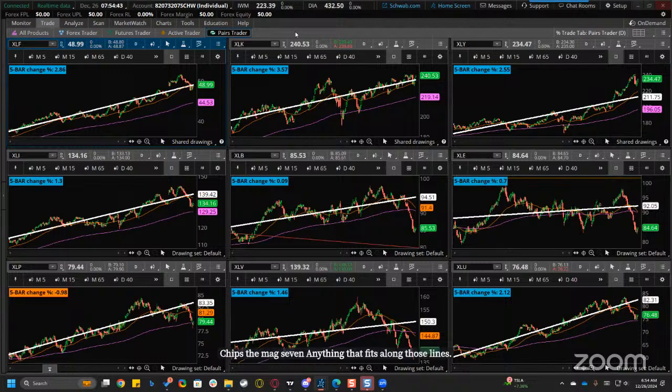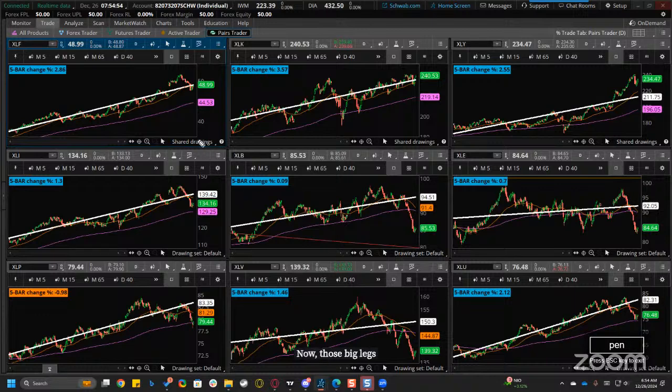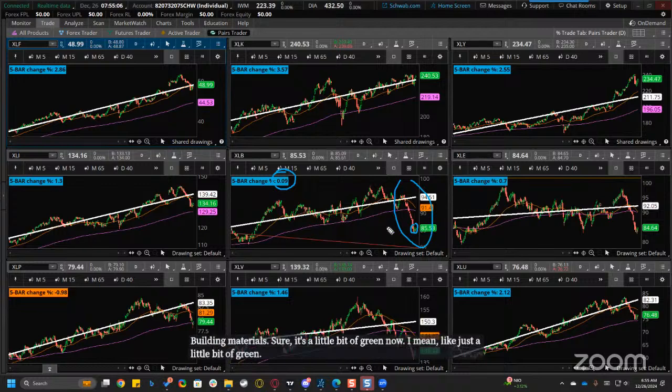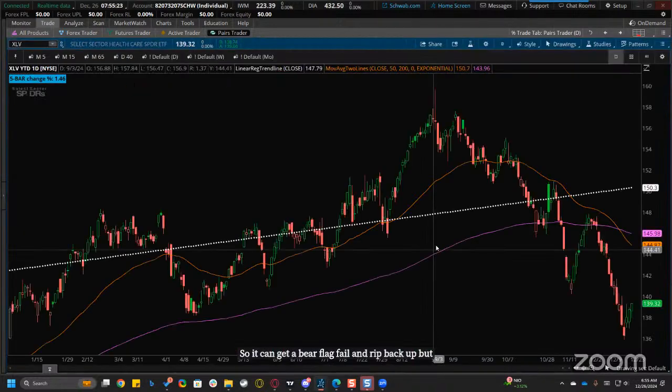When we looked at this grid a week ago, everything but one was red. And it's looking at things over a 5-day period. Now, those big legs that we had talked about on most of these are still there, like building materials. Sure, it's a little bit of green now. I mean, like just a little bit of green. We didn't even get a dead cat bounce, a rip back in the other direction. It just fell down there and stabilized, developing a bear flag. So it can get a bear flag fail and rip back up, but at the moment, we haven't got that.